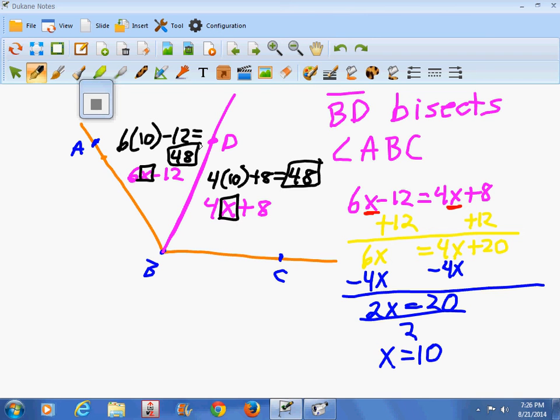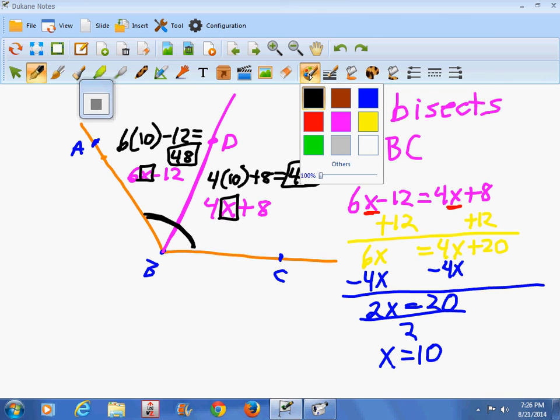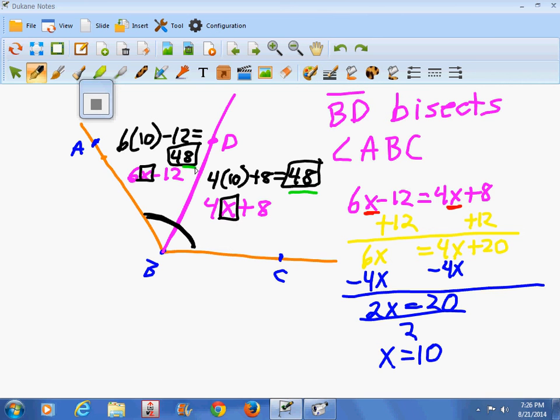Now, if I were to combine both of these, of course, I would just take the 48 plus the 48, and all of this angle ABC is equal to 96 degrees.